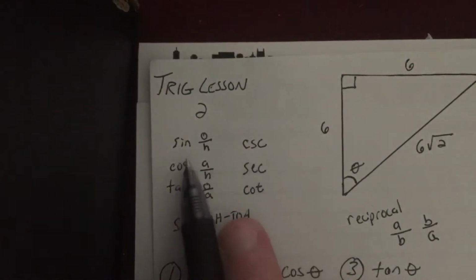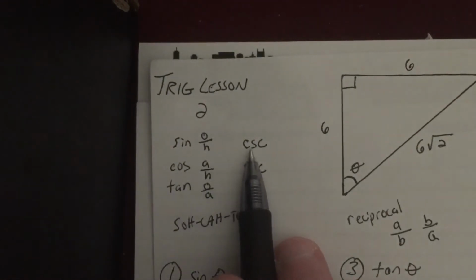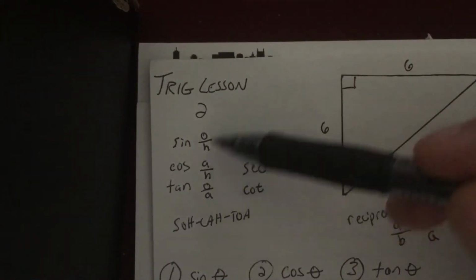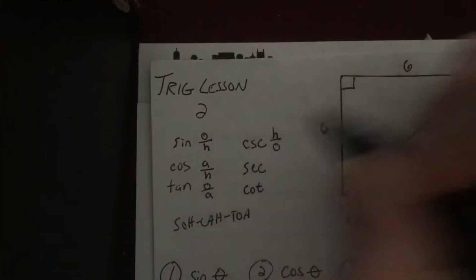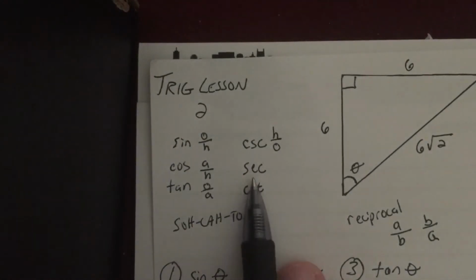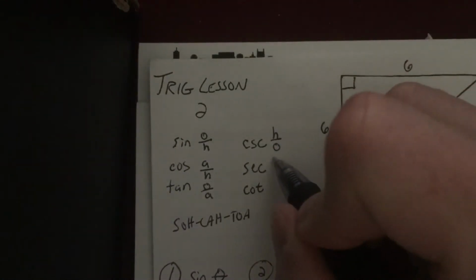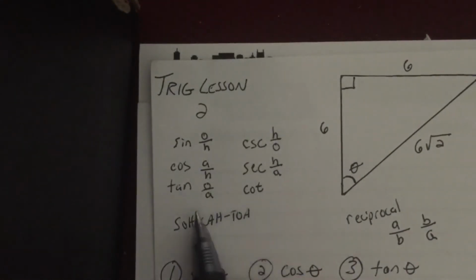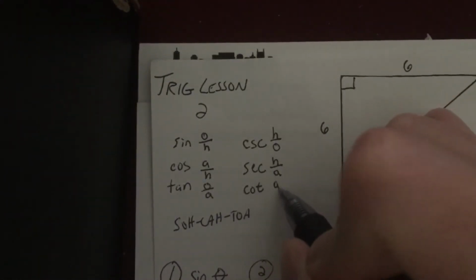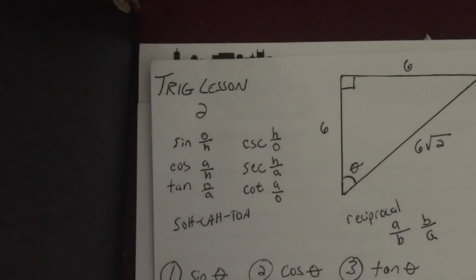Well, if these three are the reciprocals of those, then the way you find cosecant is you just take sine and flip it over. Since sine is opposite over hypotenuse, cosecant would be the reciprocal, hypotenuse over opposite. Secant is the reciprocal of cosine, so you'd get hypotenuse over adjacent. Cotangent is the reciprocal of tangent, so you would get adjacent over opposite.